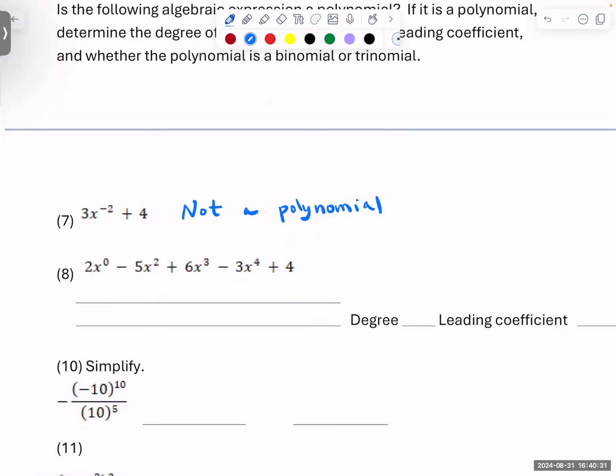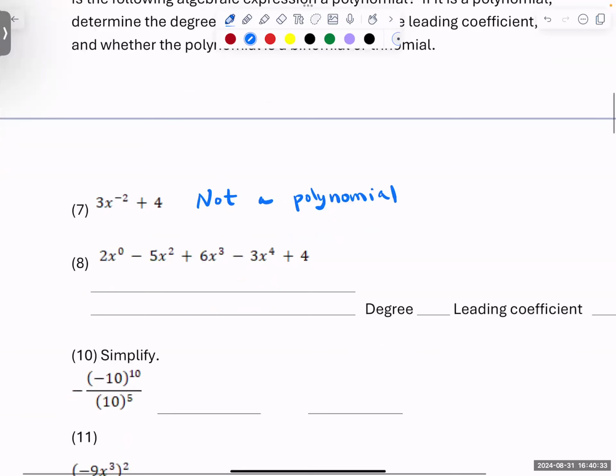Number 8. So all the exponents on the variable x are whole numbers, so this expression fits the definition of a polynomial. And if we write the polynomial in decreasing degree order, which is common, we write the 4th degree term followed by the cubed term followed by the squared term.